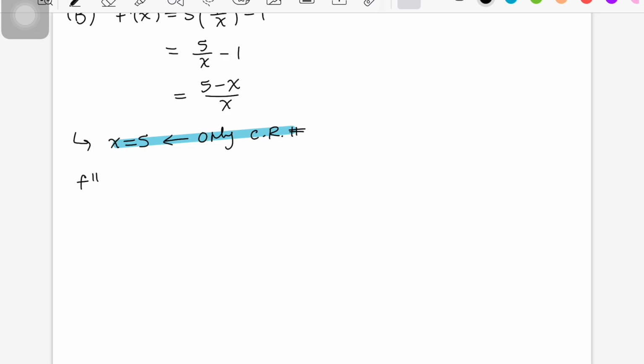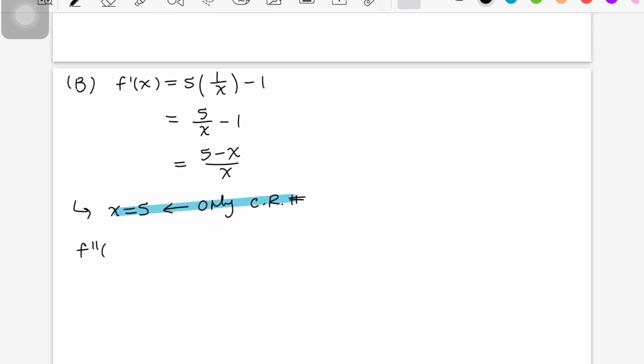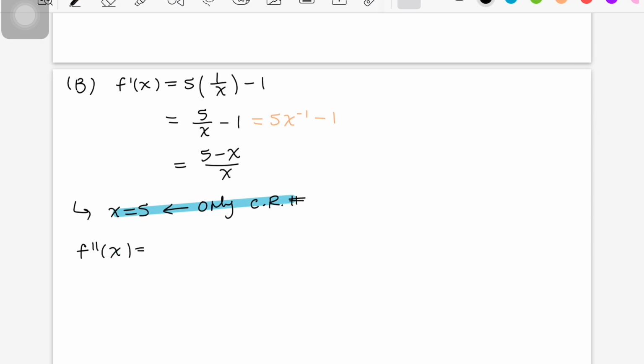So we're going to want to find our second derivative here. And again, I'll rewrite this guy as 5x to the minus 1 here, so it's just easier to take the derivative. So you know that minus 1 is going to come down in front, so we're going to have minus 5, and then we're going to have x to the power minus 1, so minus 2. And then rewriting this with our positive exponents, we get this here. Okay.